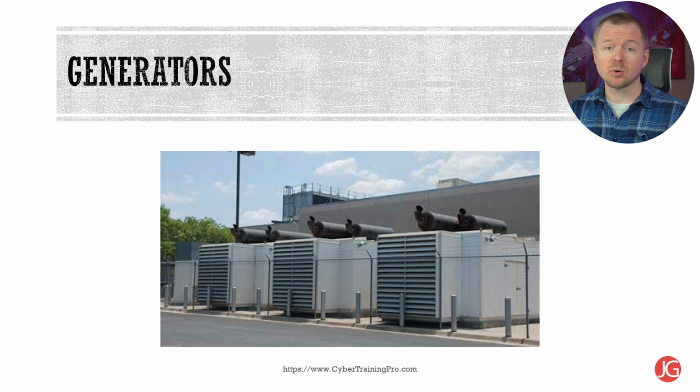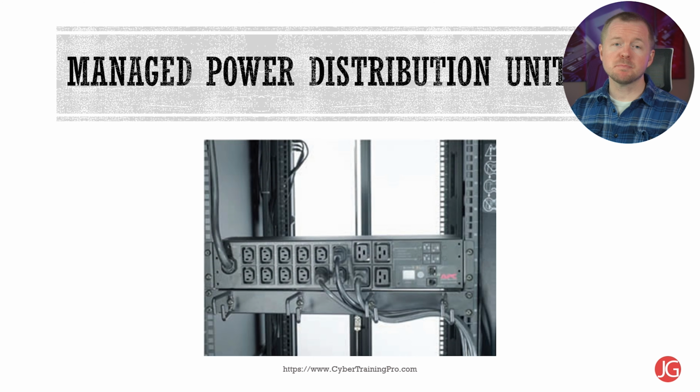Generators are larger power sources that we can use for days or even weeks with critical systems if we had to. Managed power distribution units are rack-mountable devices that usually have several power outlets, just like a power strip. The main difference is that these kind of units have software or an application interface where we can monitor the status without physically being in the data center.